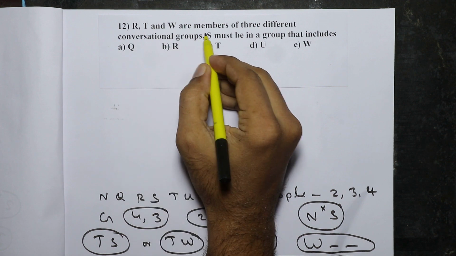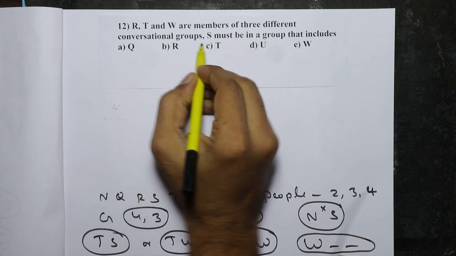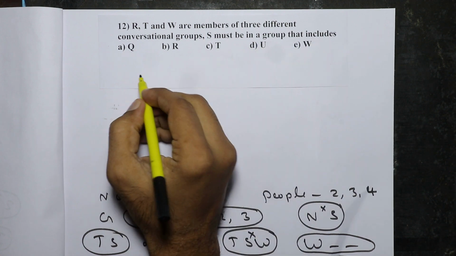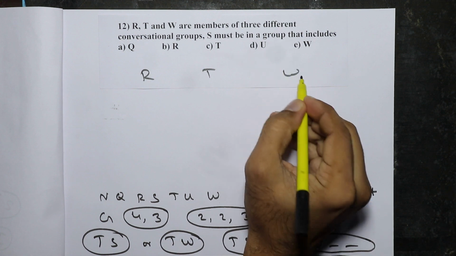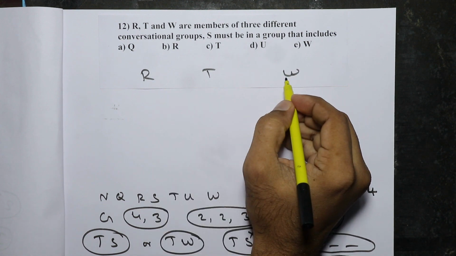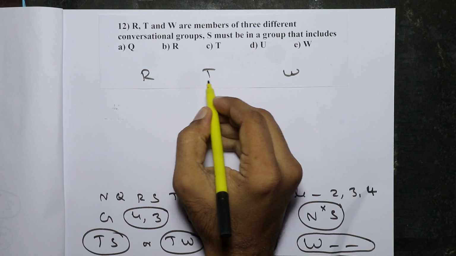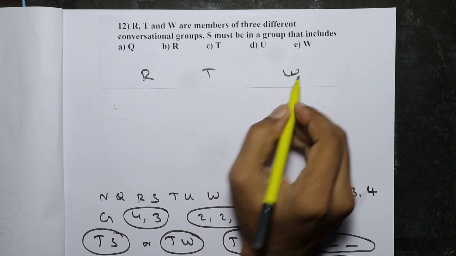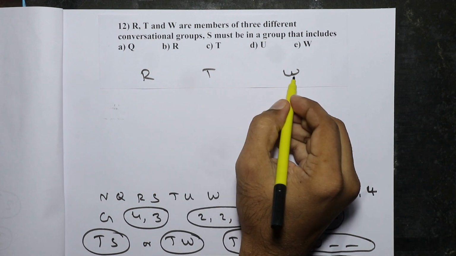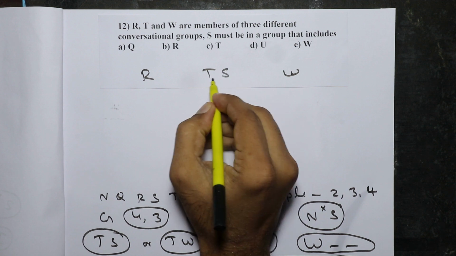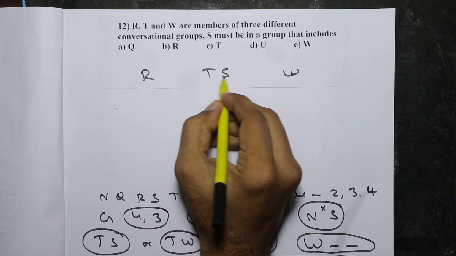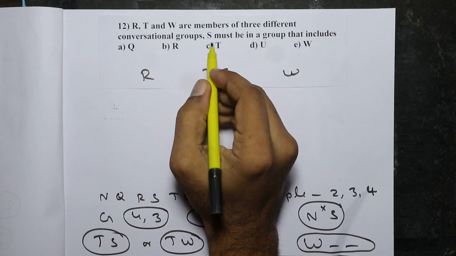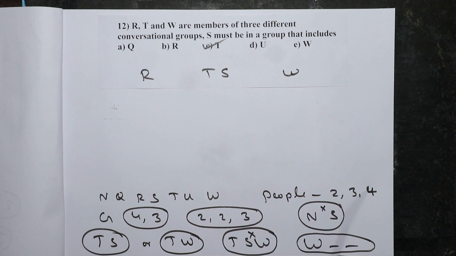R, T and W are members of 3 different conversational groups. Then S must be in a group that includes which person? So R, T and W are all in different conversational groups. Now we know that T should be paired up with either W or with S. Now S cannot be here or here, or else T will not be paired up with S or W. So S compulsorily has to be with T. So S must be in a group that includes whom? That will be T. So option C, T is the right answer.